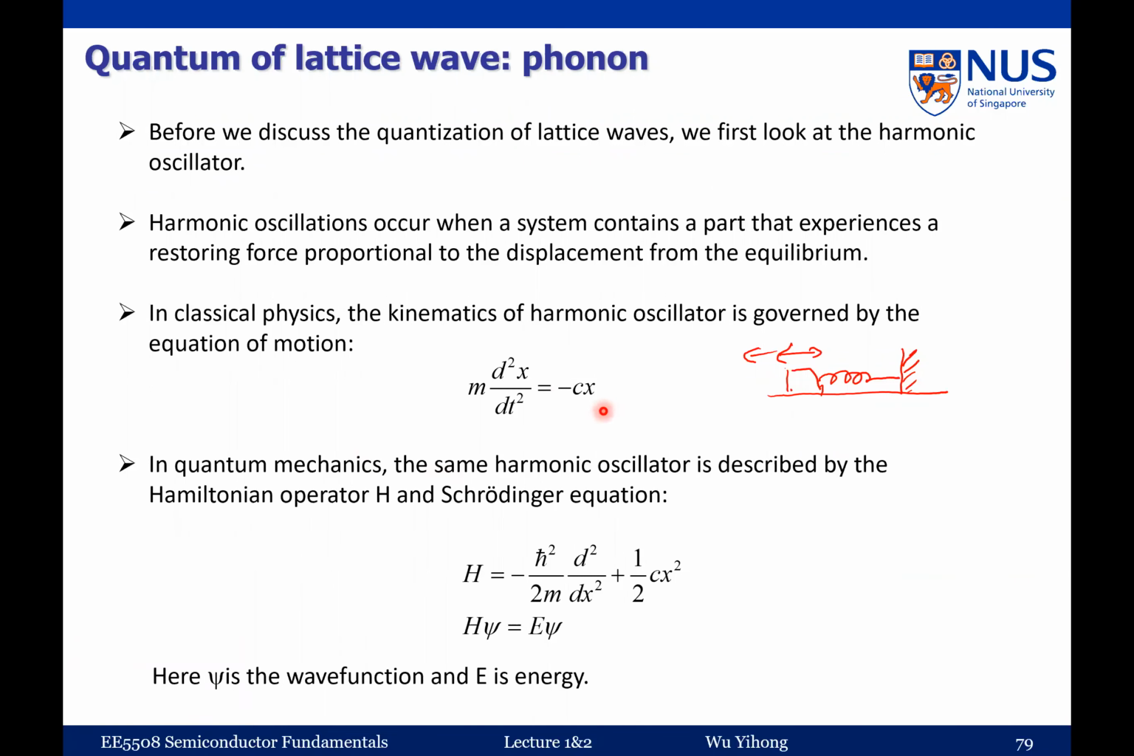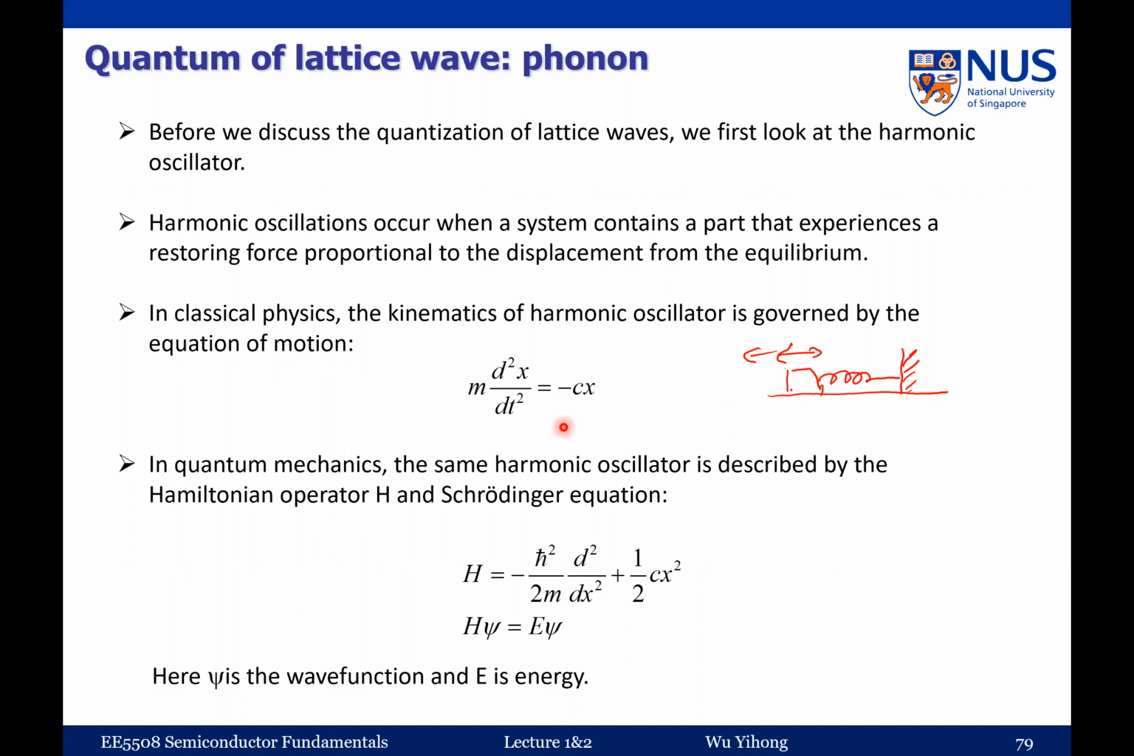Okay, so the net force acting on this is proportional to the displacement, and the proportionality coefficient is C. But the most important thing is that the force is in the opposite direction of the displacement. So that's the reason why you have this negative sign, right? If you don't have this negative sign, of course, you will not have oscillation, because the object will be accelerated in one direction. It will not come back, right? So this negative sign is extremely important.